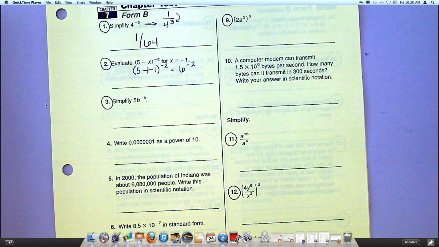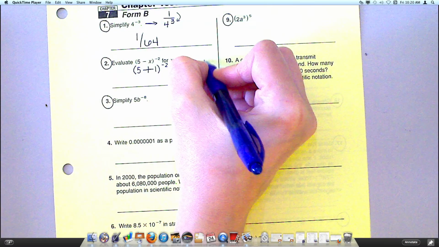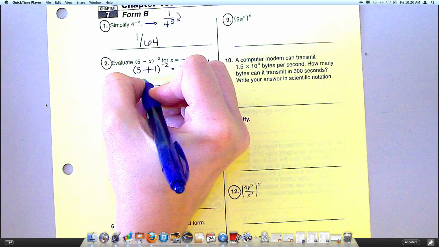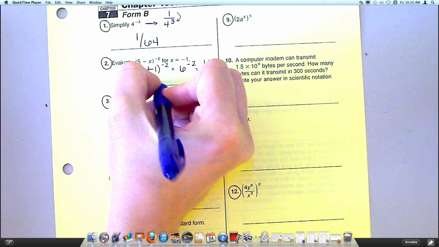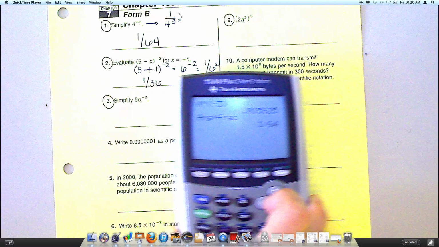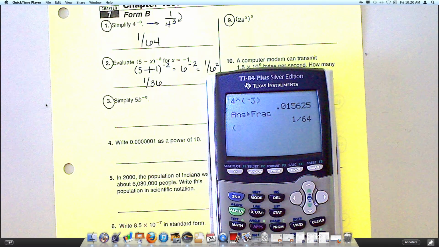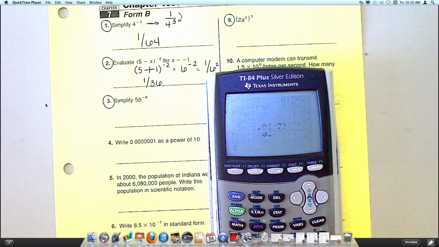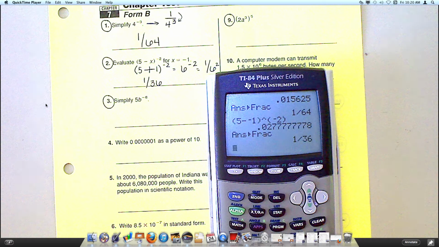And then looking at what we did a second ago, what would I do? Okay, so 1 over 6 squared. 6 squared is 36, so my answer would be 1 over 36. Let's see if we could do that on our calculator. In parentheses, 5 minus negative 1 to the power of negative 2. I get a decimal, and then I'm going to hit math, fraction, enter. Yep, 1 over 36. So that could go straight into your calculator if you weren't sure how to work with that.